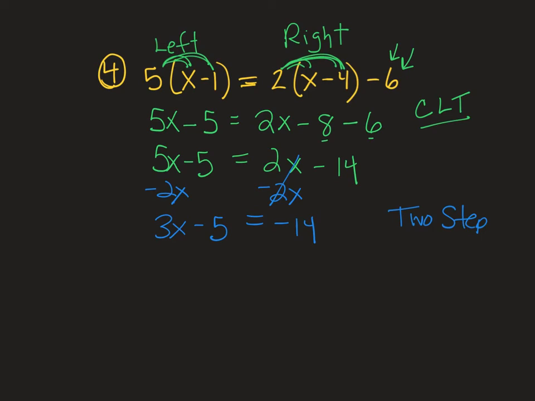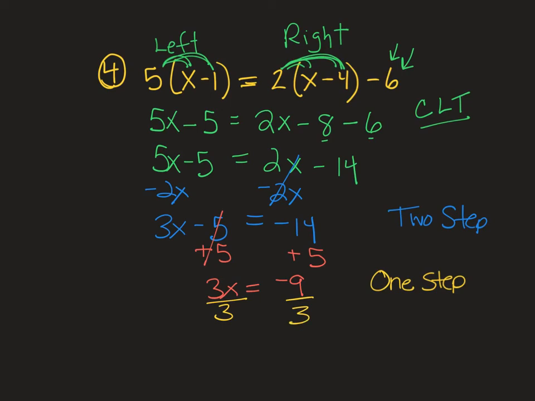And from that two-step equation, I'm going to work with inverses. I see a negative 5. I'm going to add 5. And I'm then down to a one-step equation. And I'm going to divide both sides by 3. Since it's 3 times x, the inverse is to divide by 3. And that's going to give me an answer of x equals negative 3.